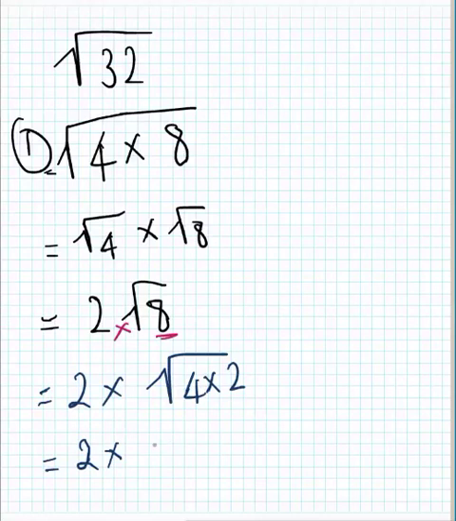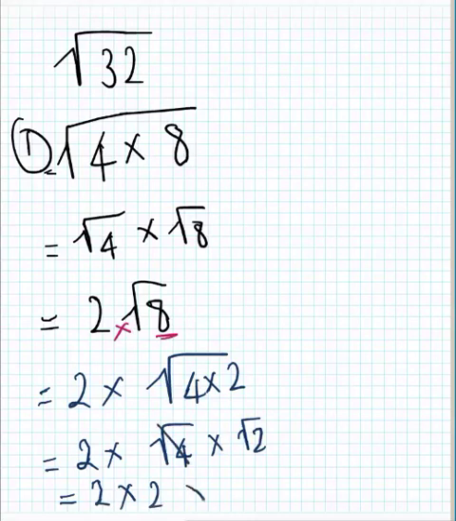Now, once again, separate these two. So square root of 4 times the square root of 2. And now, finally, the square root of 4, this just gives me 2. So I'm left with, ready? That 2 was already there from before. 2 times the square root of 4 is 2. And then times the square root of 2.